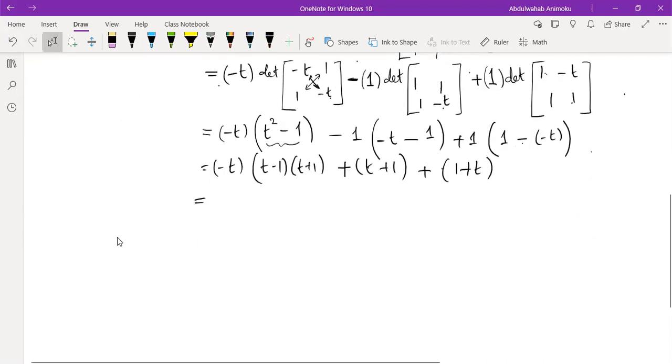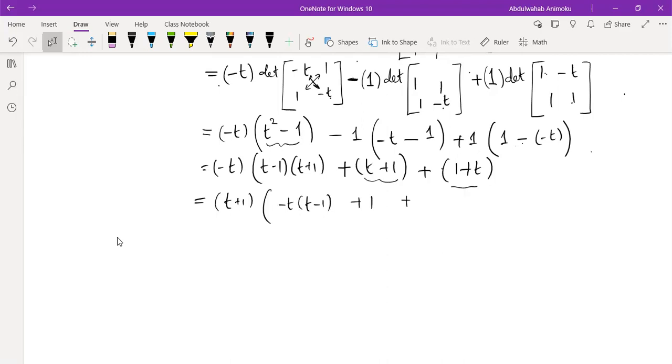So now we can observe that T plus 1 is common to all the 3 terms, so we take T plus 1 out. What will be left here is minus T times T minus 1. What is left here will be 1. What is left here would be 1. So let's put this together. We have T plus 1. So expand this, we have minus T squared plus T. Then 1 plus 1 is 2. Okay.